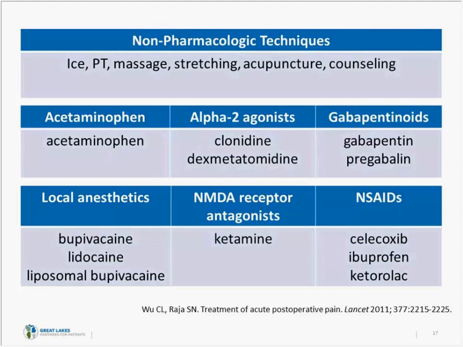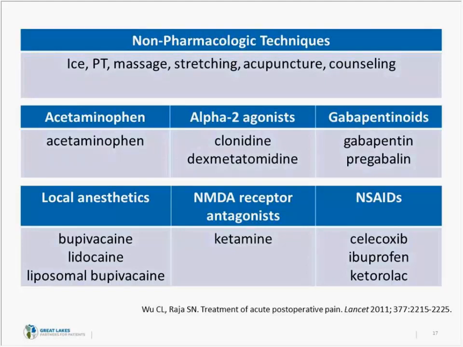Gabapentinoids are medications that were originally used for seizure treatment, but we found 20, 30 years ago that these medications work for lancinating types of chronic pain, people who have shooting, electric shock-like types of chronic pain. And then more recently, we've learned that if you give patients who are having surgery gabapentinoids around the time of surgery, you use less pain medications, and the patients are more satisfied with their pain scores. They have lower pain scores, I should say.